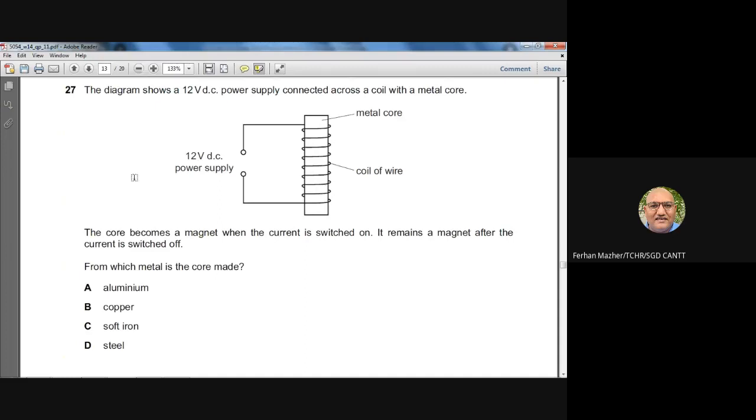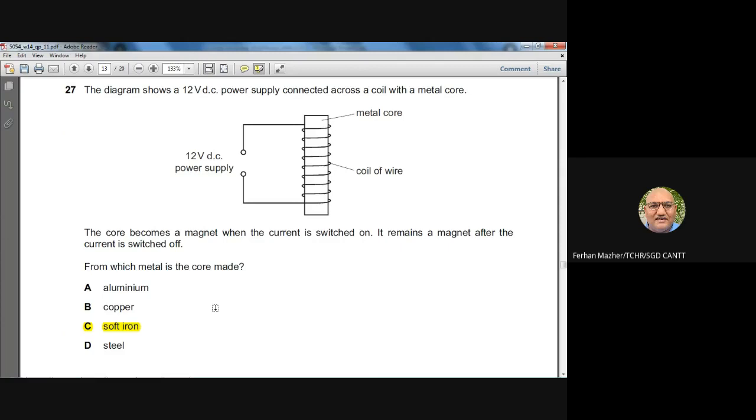The diagram shows a 12-volt DC power supply connected across a coil with a metal core. The core becomes a magnet when the current is switched on. It remains a magnet after the current is switched off. From which metal is the core made? The core should be made of soft iron because soft iron is a soft magnetic material. It becomes a magnet, and when you stop the current, it immediately loses its magnetism. So C is the best option.